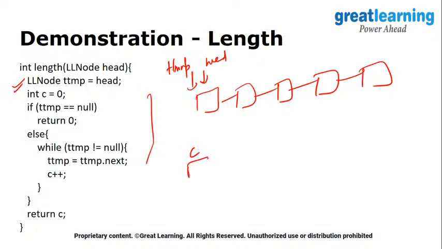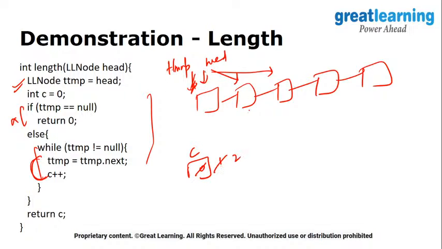Now you have a counter that is 0. Is temp null? No, it is pointing to this node, it is not null, so this won't be executed and we will go into the else part. Now is temp null? No, it is not. You make it point to the next node, and you increment your counter. Again, inside this loop these two steps happen. Is temp null? No, it is not. You make it point to the next node and increment your counter.